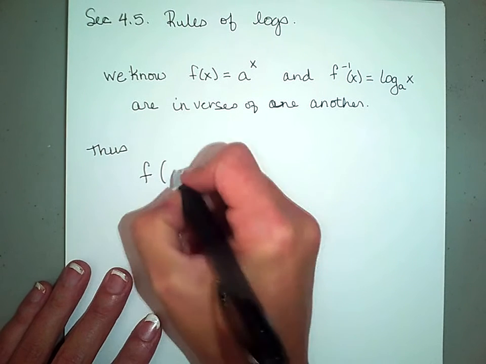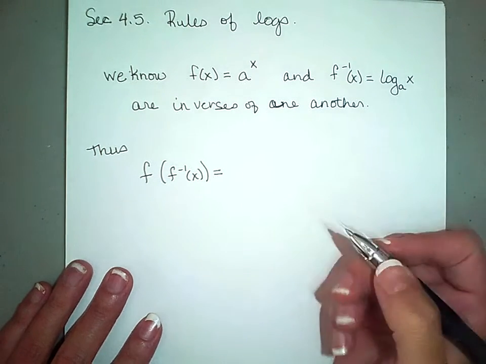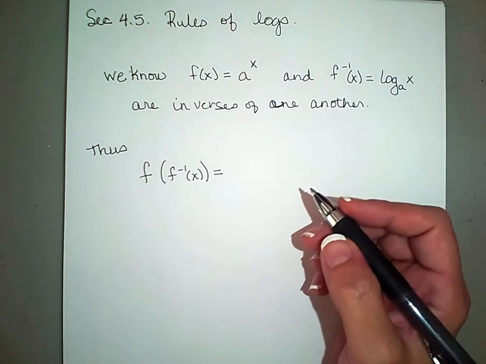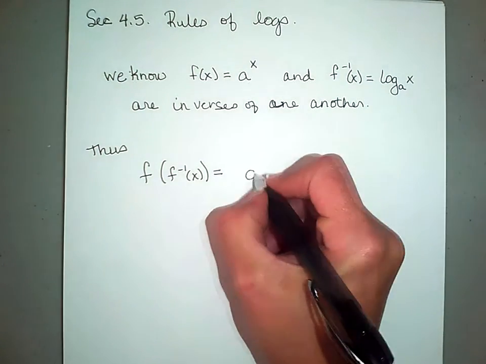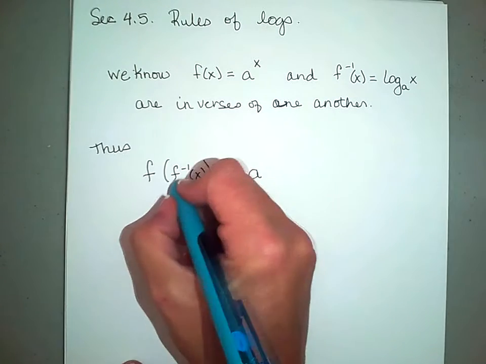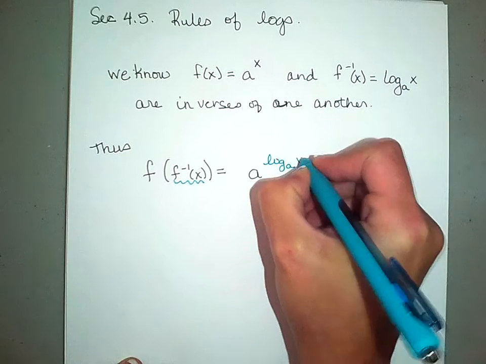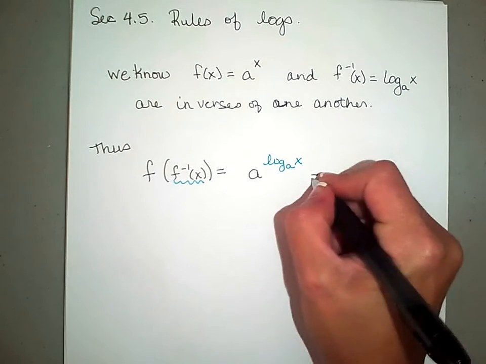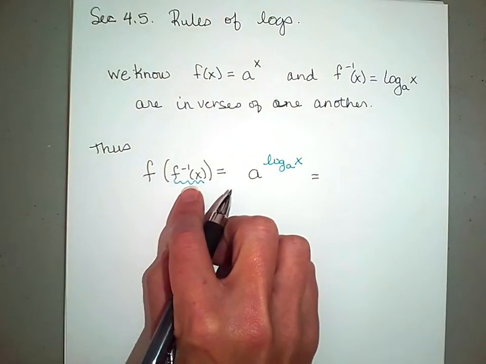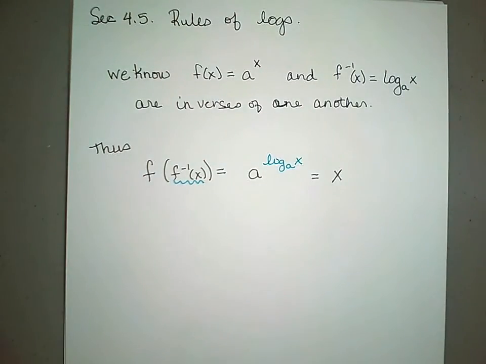So if I take f, and into it I put f inverse of x, well first let's see what it looks like. In this case, that would be a to the power of the log base a of x. So if I were to compose those two, then we know by definition of inverses that it must be x. That is, they will undo each other.